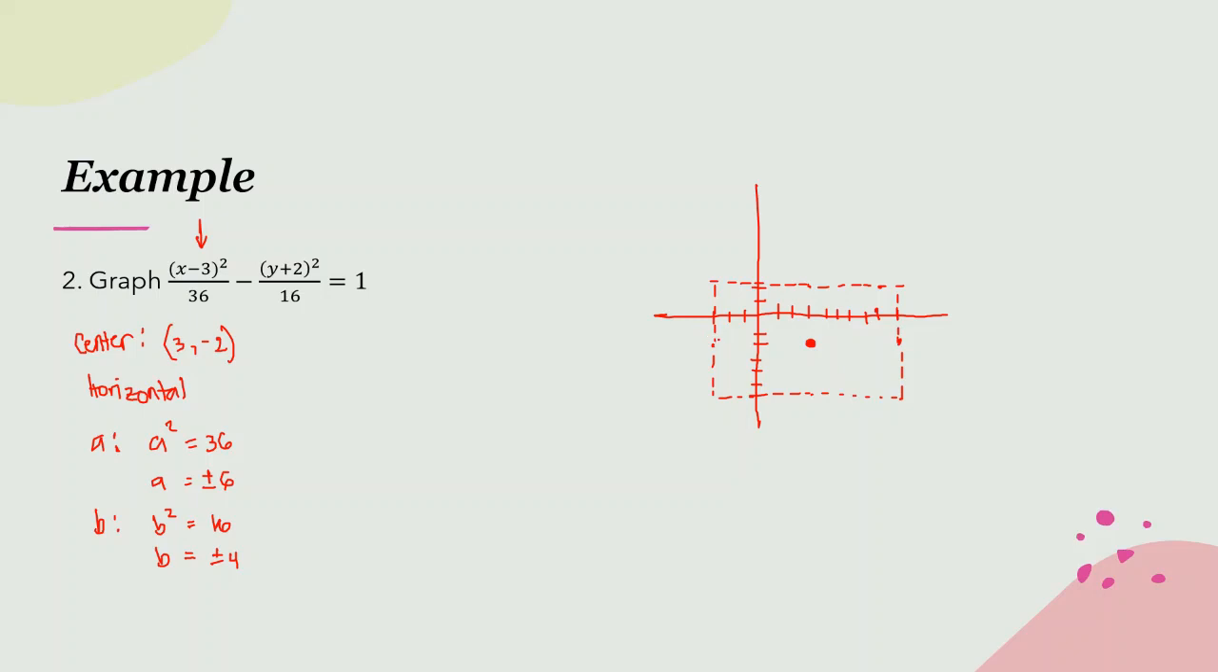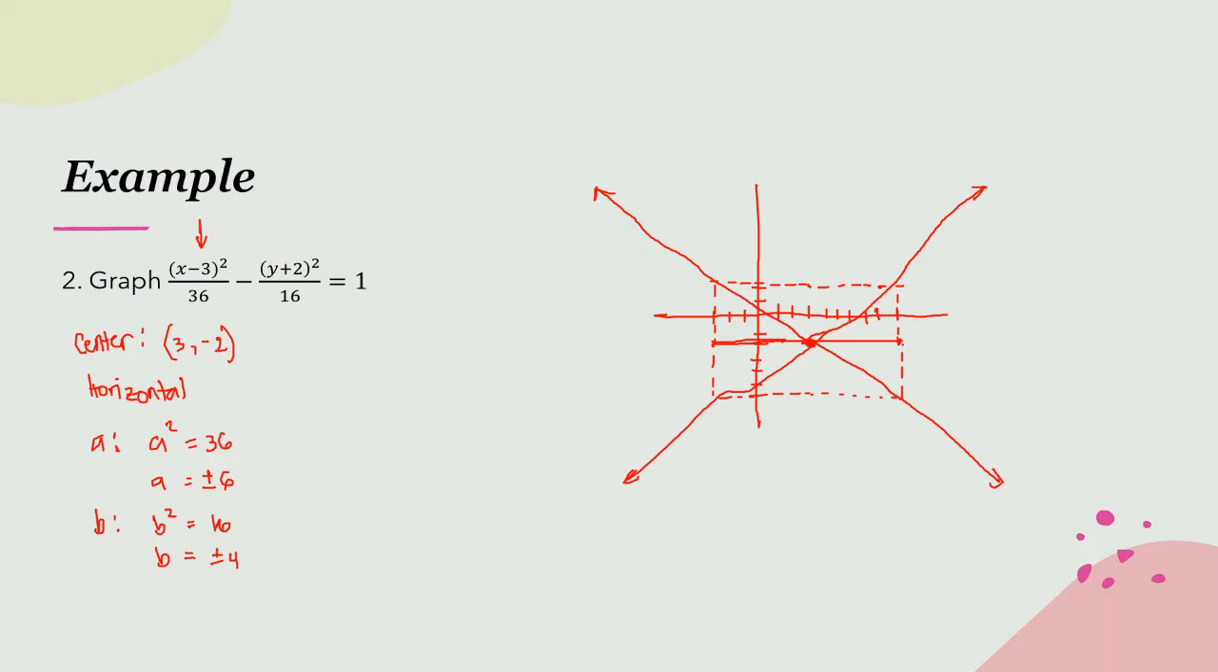And as you can see, again, our transverse axis is horizontal. We have to draw our asymptotes, passing through the center. And then we also have the asymptote on this side, passing through the center, assuming it is a straight line. So that is our asymptotes.